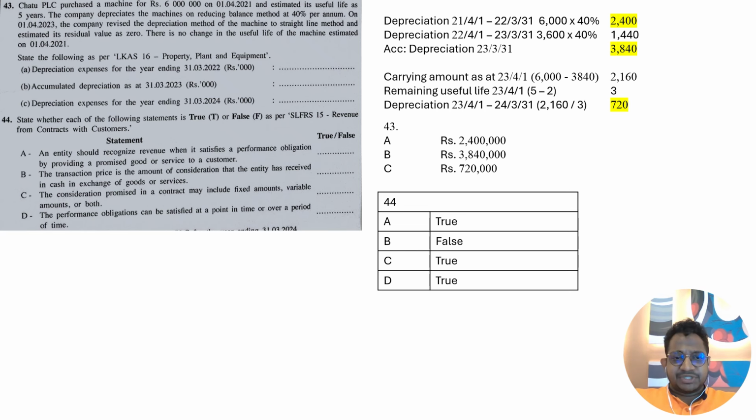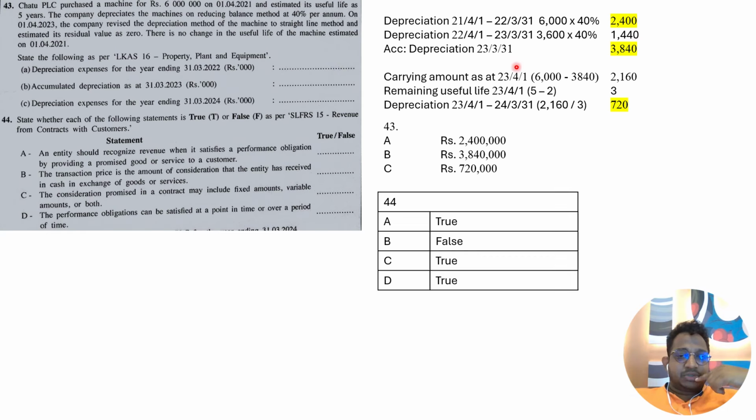They ask you the depreciation expense for the year ending 31st March 2022, and that should be 2,400, which is 6 million into 40%. Here you are doing the depreciation based on the reducing balance method. So to find out the depreciation for the next year, you have to get the carrying amount and multiply it by 40%. So in the next year, the depreciation is 1,440.